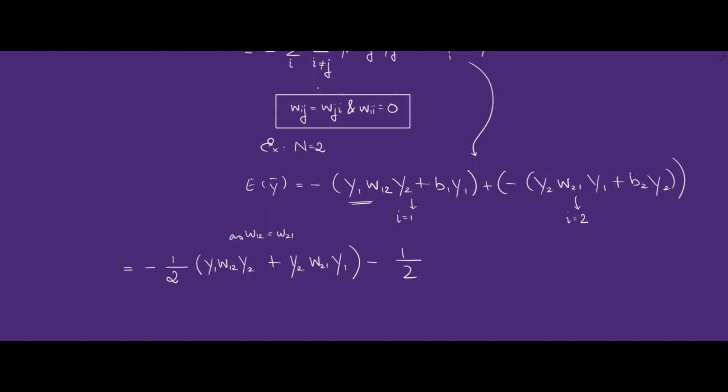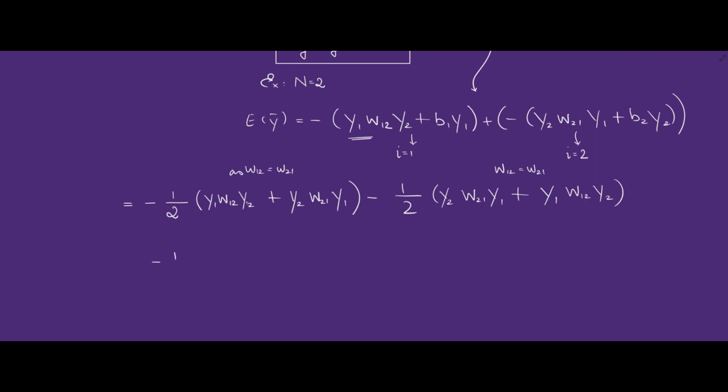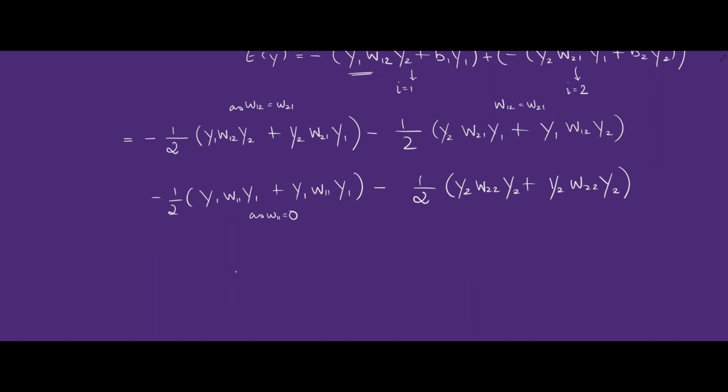Similarly, I can write this whole term as y2 w21 y1 plus y1 w12 y2. Again, we are using the symmetry. Now I can insert these two terms also freely, because as w11 is equal to 0, it's just there for completion purposes. And I can also insert this particular term without any repercussions. And I will collect all the bias terms.